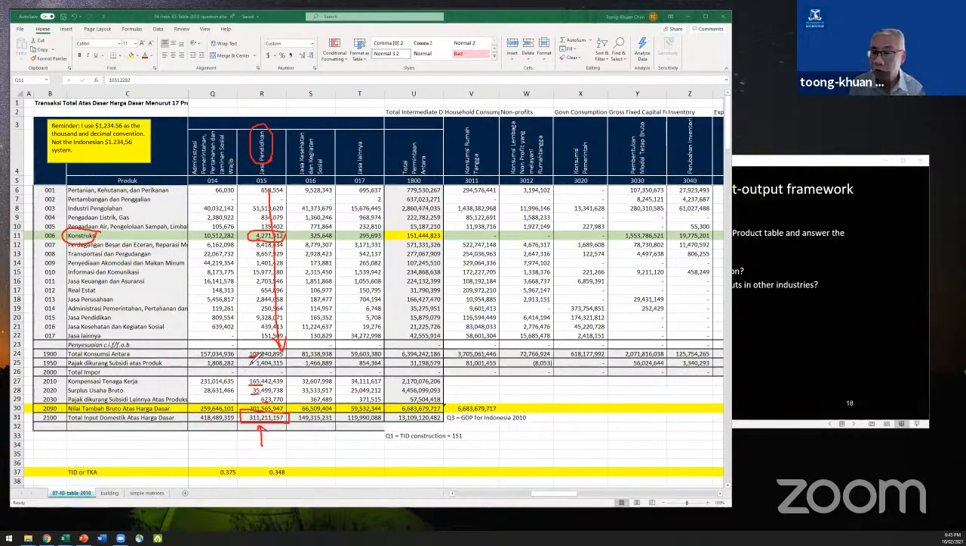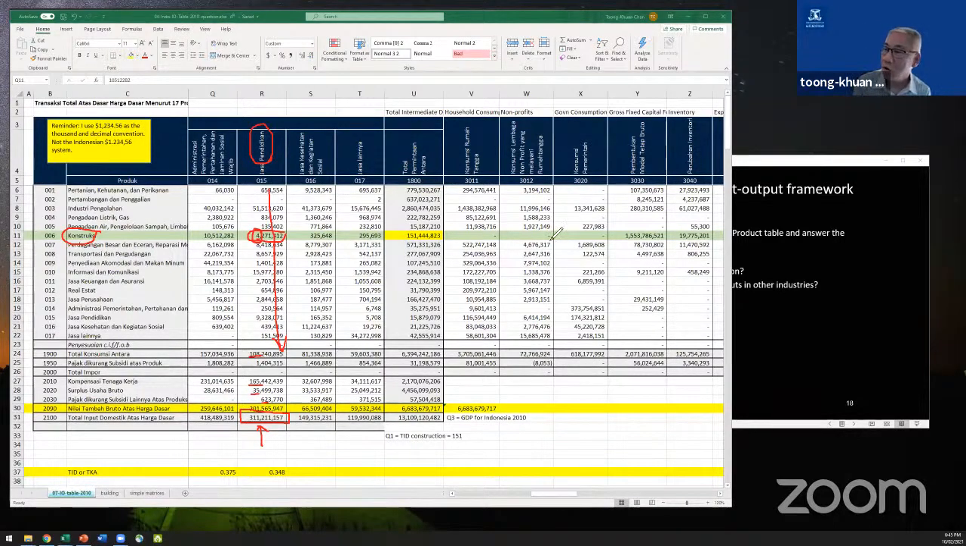and this is the total output of jasa pendidikan. And the input from construction into jasa pendidikan is only very small. It's only 4 out of 311. So that is what, 1%? Okay. So the input of construction into jasa pendidikan is very, very small.